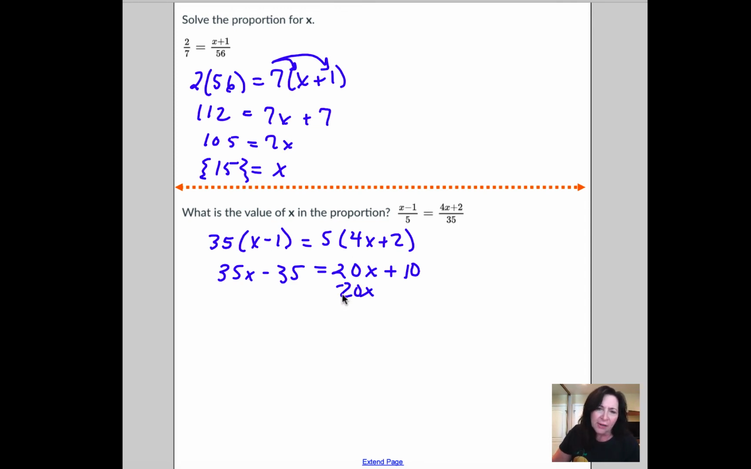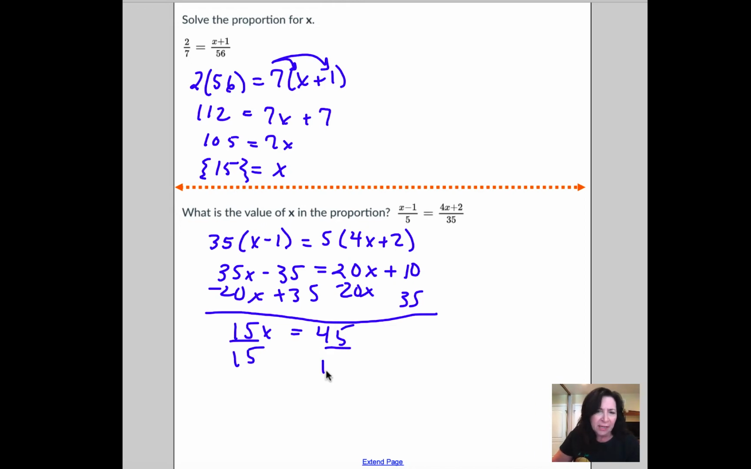So subtracting 20x is going to give me on the left 15x equals, and on the right hand side I'm going to add 35 to both sides, and I'm going to get 15x equals 45. I'm going to divide both sides by 15, and I'm going to get x is equal to 3. Again, solution sets, answers, and then they divide out.